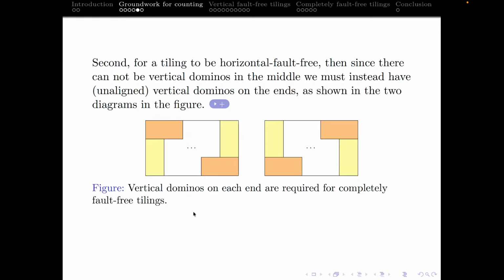And if the tiling has this configuration, then it is necessarily horizontally fault free. There cannot be any horizontal faults, because along this line we get an interruption here, and along this line we get an interruption here, and similarly here as well.